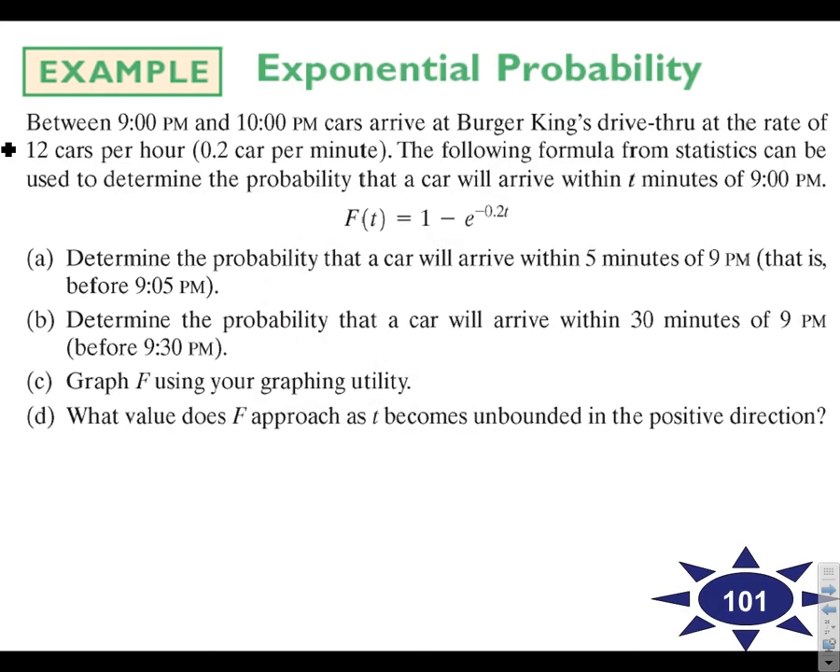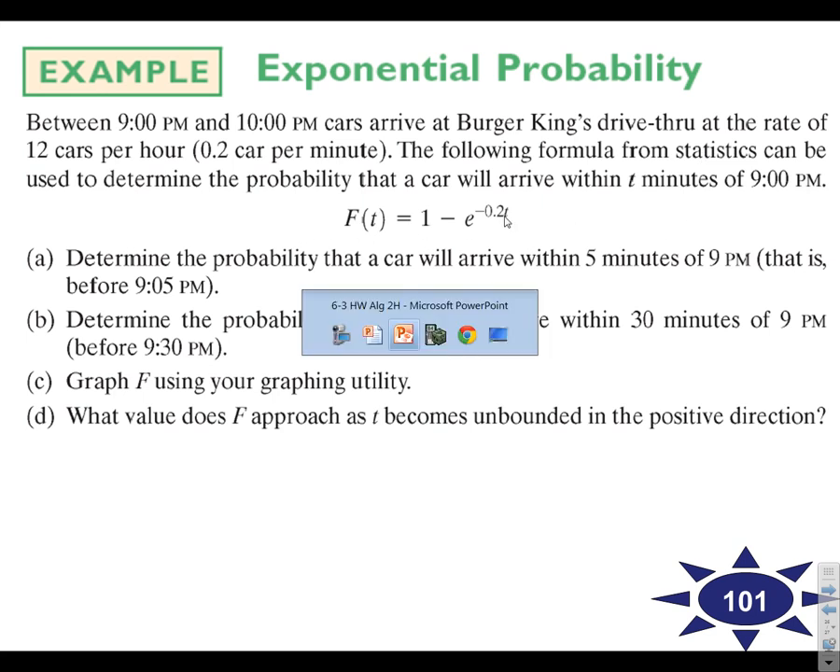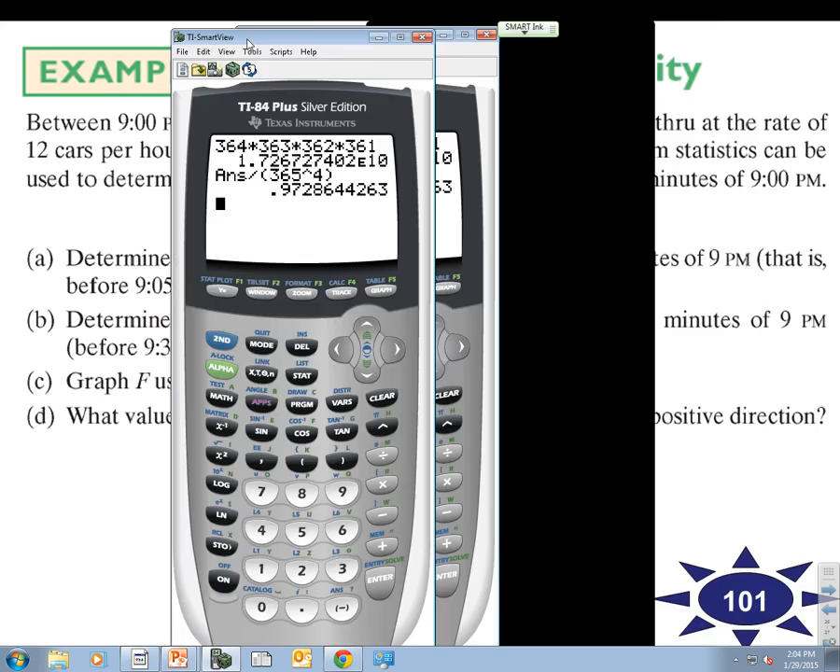Okay, let's try one more here. So we have cars coming into Burger King between the time of 9 and 10 p.m. and they come in at 12 cars per hour. The following formula from stats, which you'll get to senior year if you want to take a statistics class, will be given by this formula. So let's grab our graphing calculator and plug this in.